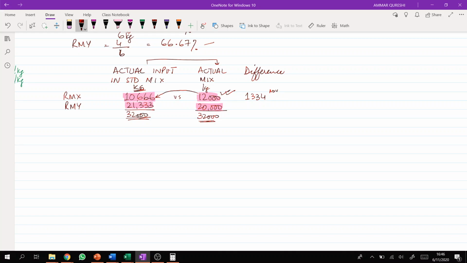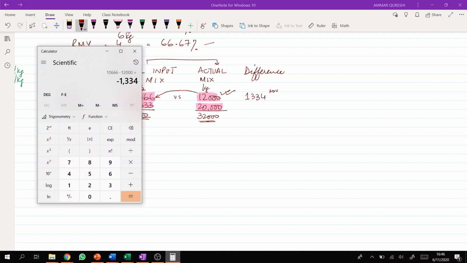We are just trying to confirm whether the variance will be adverse or favorable. But remember, this is not the variance, this is just the difference. Now what is the second one? Second one is 21,333.